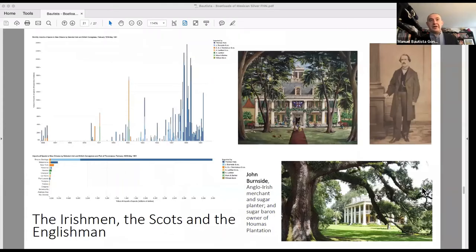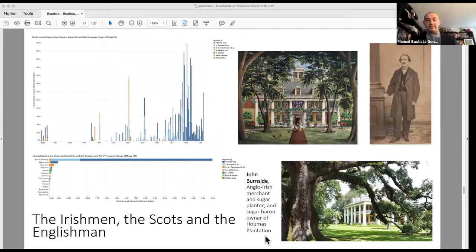There are also Irishmen, Scots, and an Englishman. The Englishman, Ambrose Lamphere, is one of the agents, rather a minor agent, of the Rothschilds from Great Britain, but he doesn't really import that much specie.